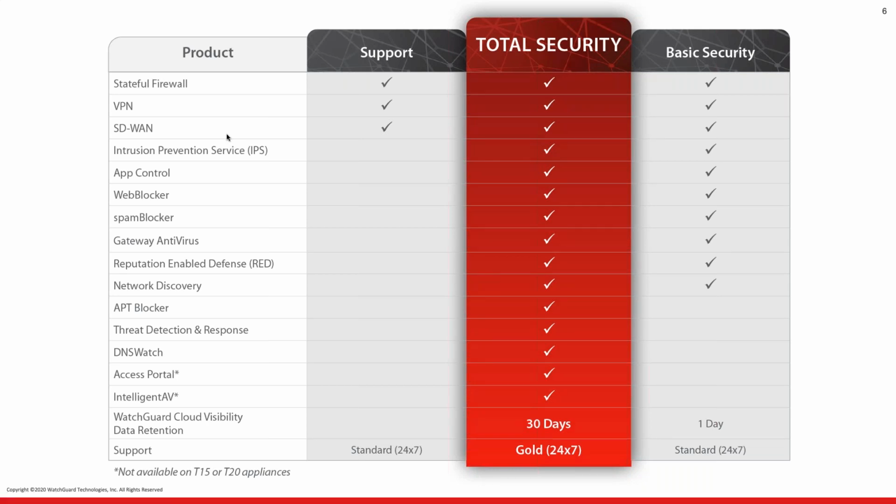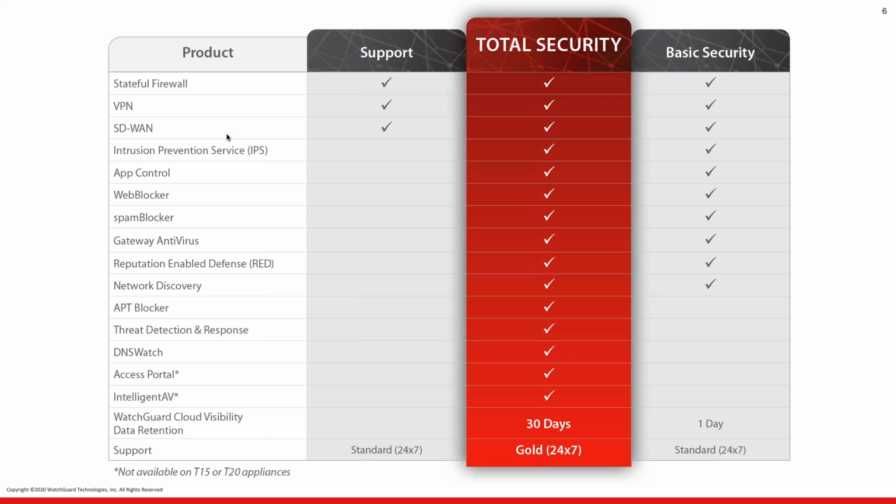So support only is a stateful firewall. It does support VPN, and it does have SD-WAN capabilities, software-defined wide area network capabilities. Now with SD-WAN, we are looking at three components: packet loss, latency, and jitter, and we're making informed decisions on which link, ISP, internet connection to go out.